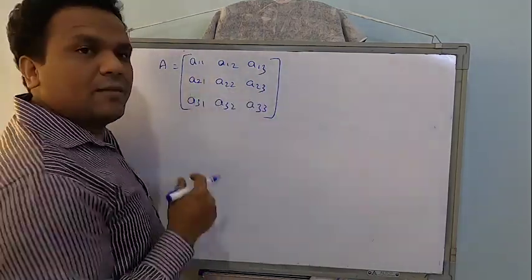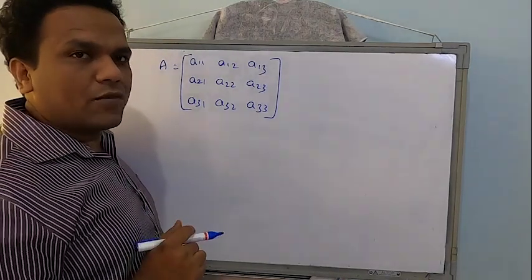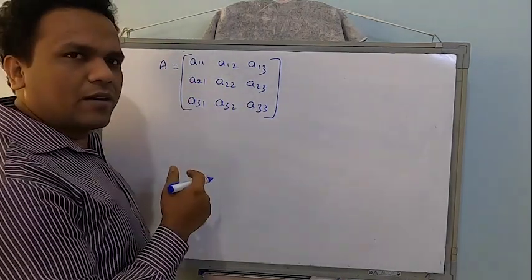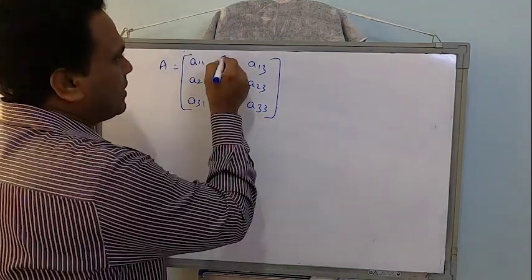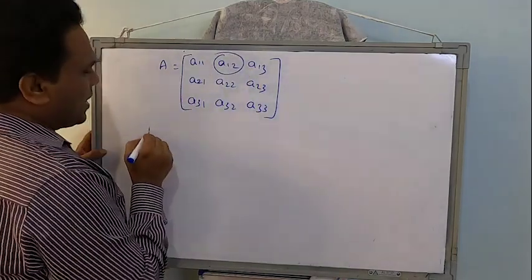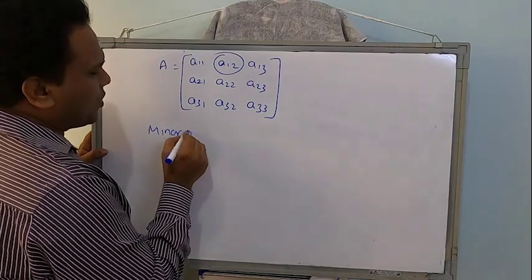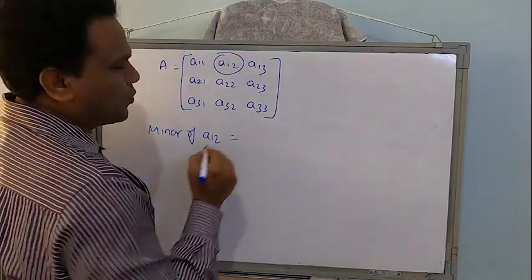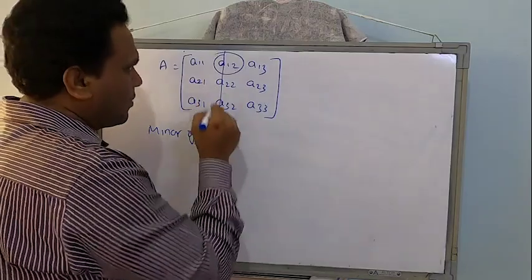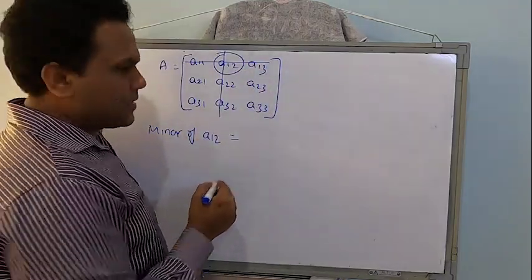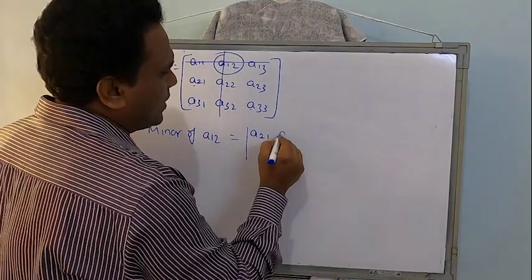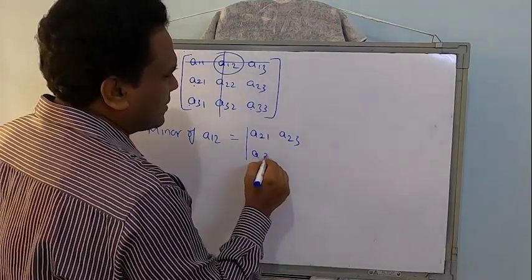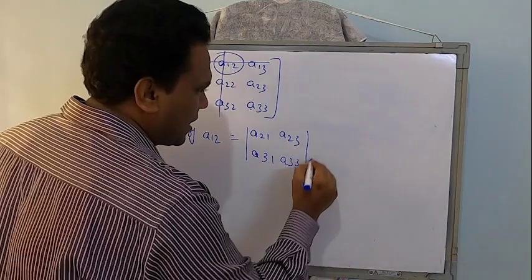So there are 9 elements now, and for all the 9 elements I should go and find out the minor. I will not do it for all the 9. Simply I will explain for at least a few elements. For example, let me take this. I want to find out the minor of the element A12. Delete the column and row in which A12 is present and take the determinant of the remaining 4 elements A21, A23, A31, A33. Now expand it.